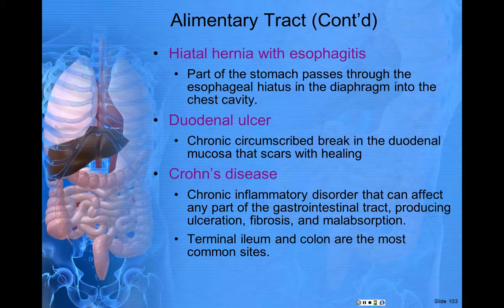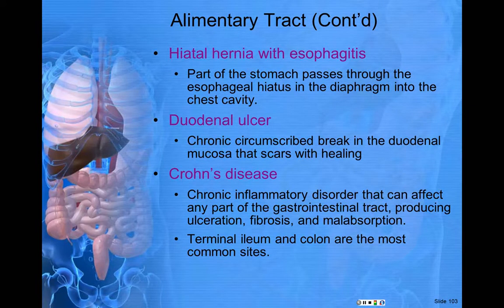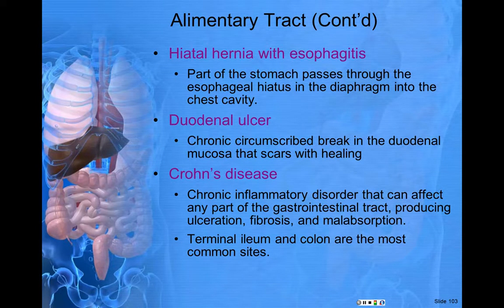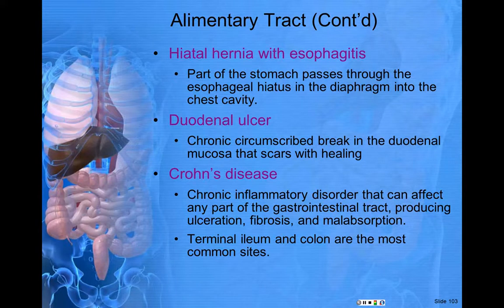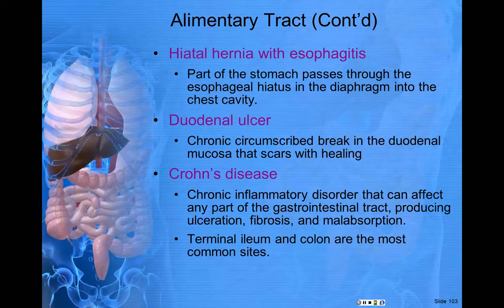Duodenal ulcers, chronic circumscribed break in the duodenal mucosa that scars and heals. Bleeding duodenal ulcers, they cause more of the umbilical pain. Crohn's disease is a chronic inflammatory disorder that can affect any part of the GI tract, producing ulceration, fibrosis, and malabsorption. Terminal ileum and colon are their most common site.